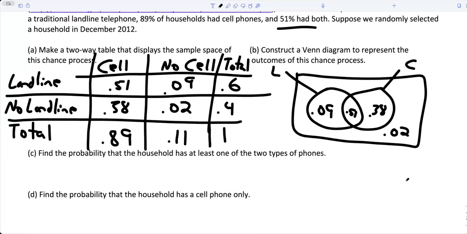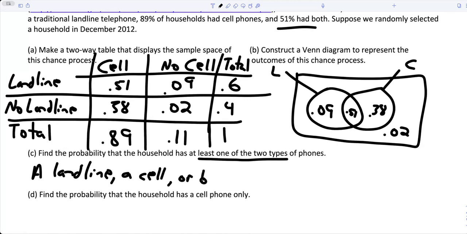Okay, and so now we can answer these quickly. Find the probability that a household has at least one of the two types of phones: a landline, a cell, or both. Well, look at it. What's the answer? 98%, right? We can see that from the Venn diagram. But let's write it out in symbols. We want the probability of what? L union C.